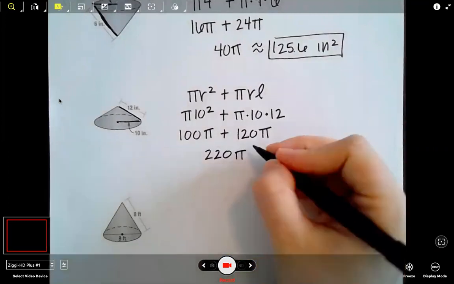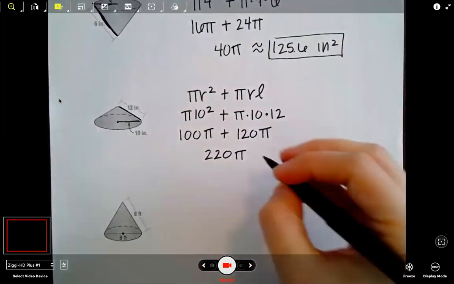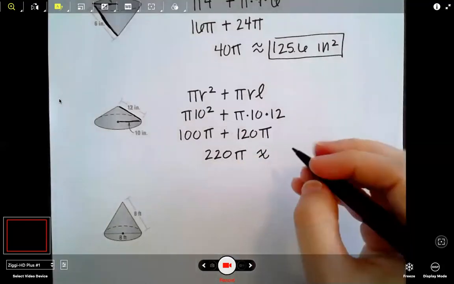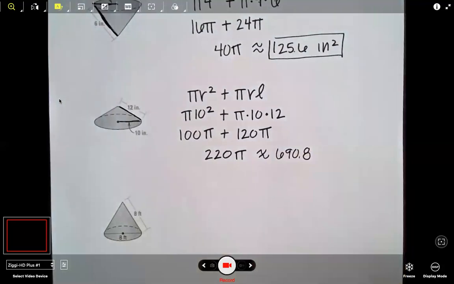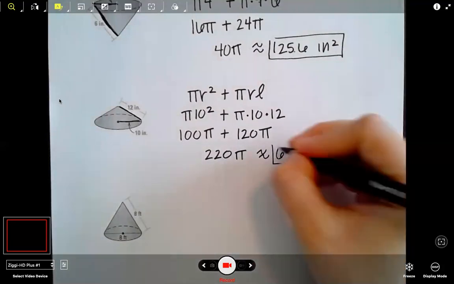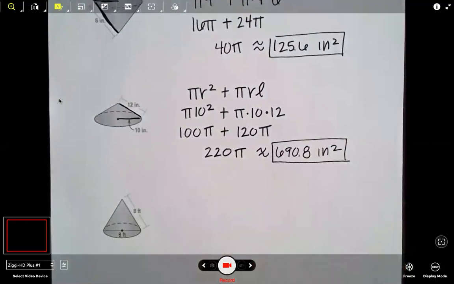Okay, now everyone take 220 times 3.14 in your calculator. I got 691.2. Yep. So that's if you use 3.14, but if you use the pi button, it's something like this, right? Yep, inches squared. See, this is pretty easy, isn't it, when we can plug into a formula? Yeah. It's not so bad.